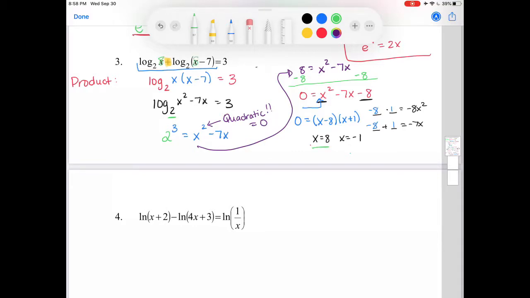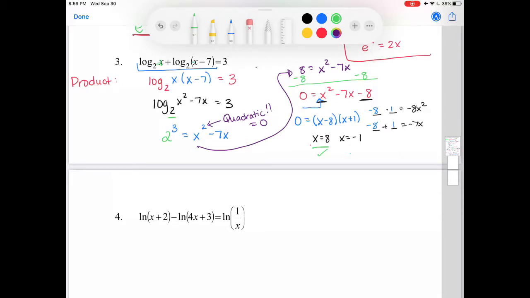But remember, we always need to go back and check. So let's check 8 first. If I took an 8 and plugged it in for my x values in my logs, make sure that it doesn't come out as 0. Make sure it doesn't come out as a negative value. So if I plug in the 8, this one still gives me 8. This one will give me a positive 1. So 8 checks out. Put a little check mark.